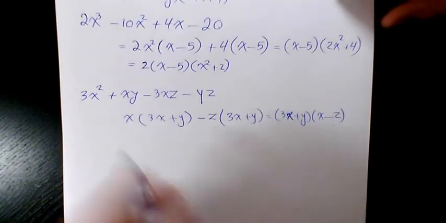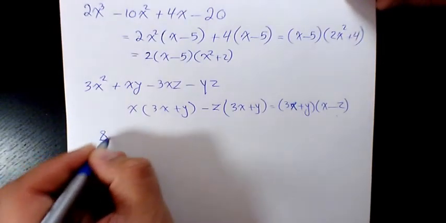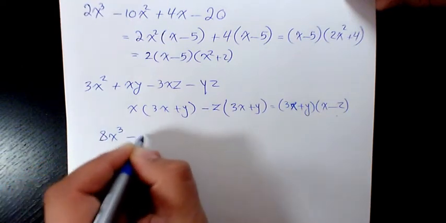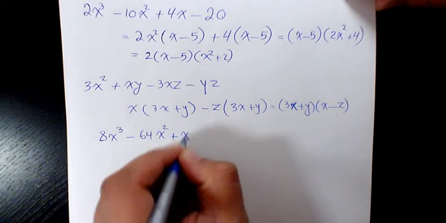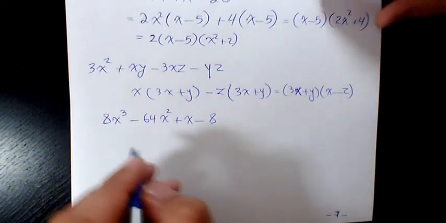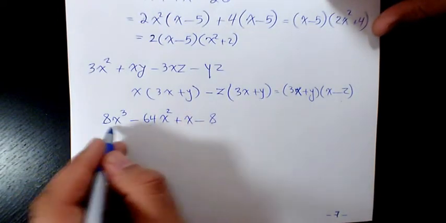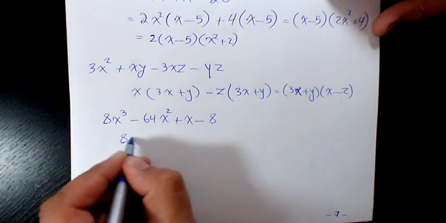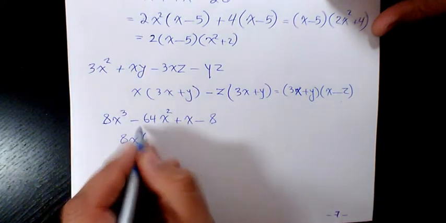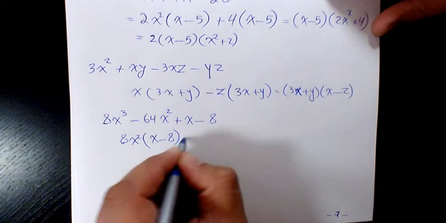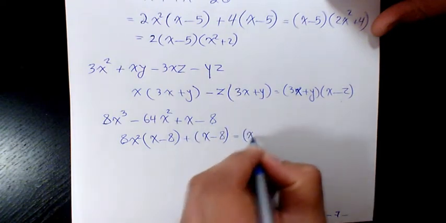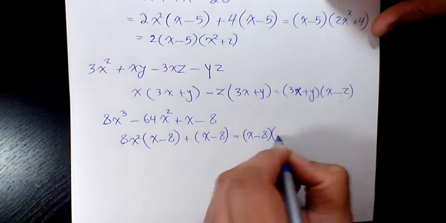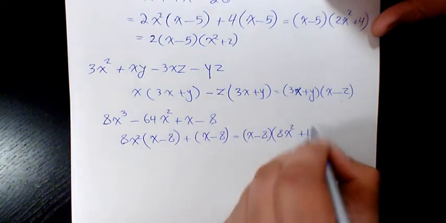Next example is 8x cubed minus 64x squared plus x minus 8. Here you can factor from these two, you can factor 8x squared. That's going to make it x minus 8 plus x minus 8. Then you can factor x minus 8, and that's going to make it 8x squared plus 1.